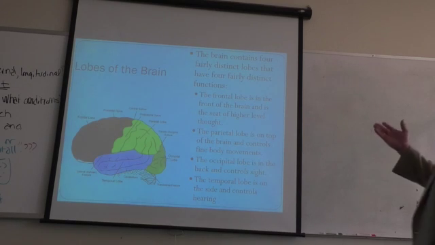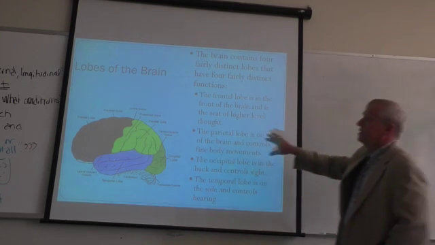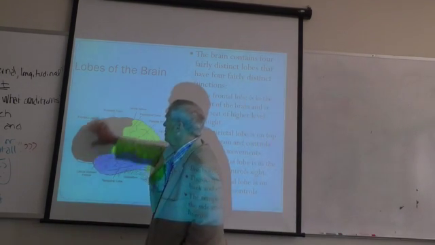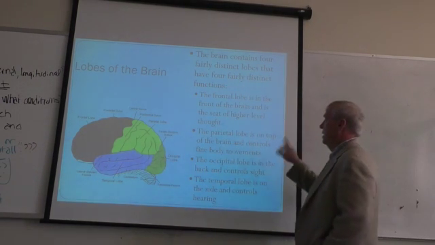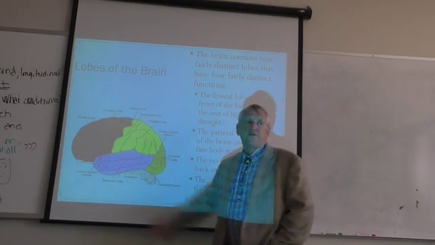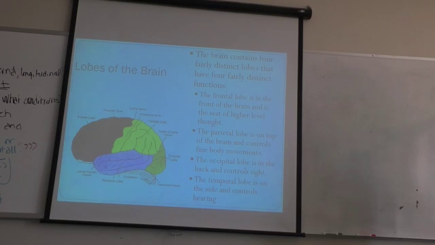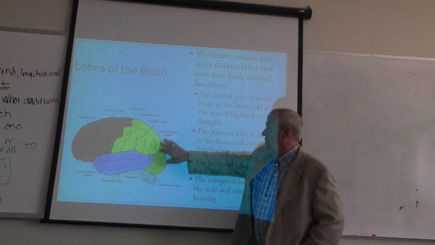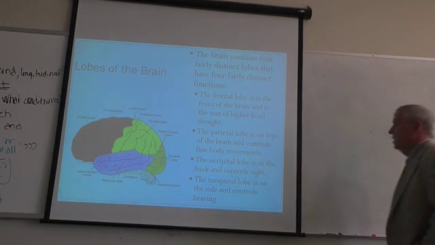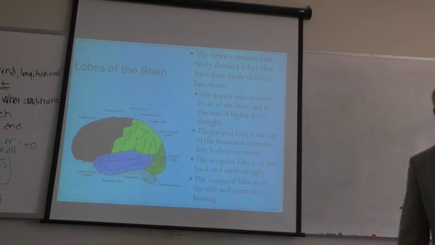The brain contains 4 fairly distinct lobes that have 4 fairly distinct functions. The frontal lobe is where all the higher level thinking takes place. That's this whole red portion here. The parietal lobe is on top, and it controls body movement, especially fine body movement. That's the yellow portion. The occipital lobe is in the back and controls sight. This is the off yellow color here. And then the temporal lobe is on the side, and it controls your hearing.